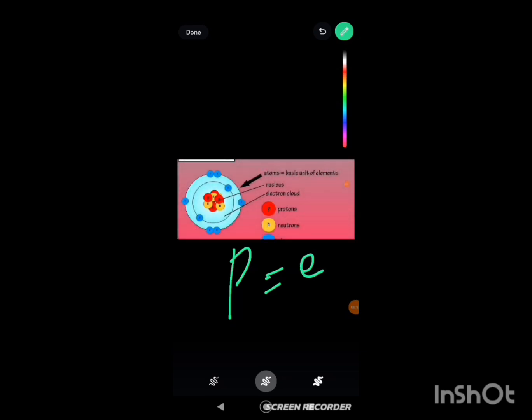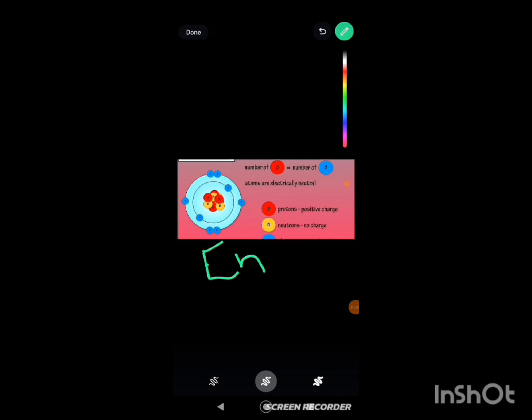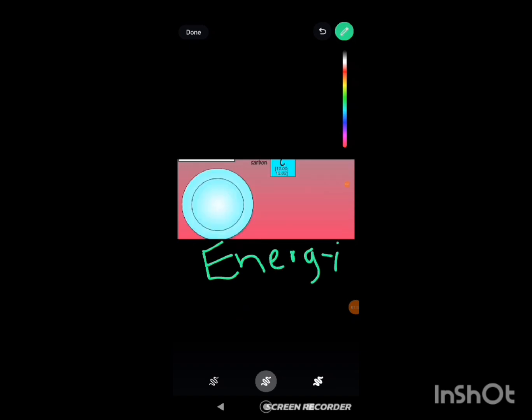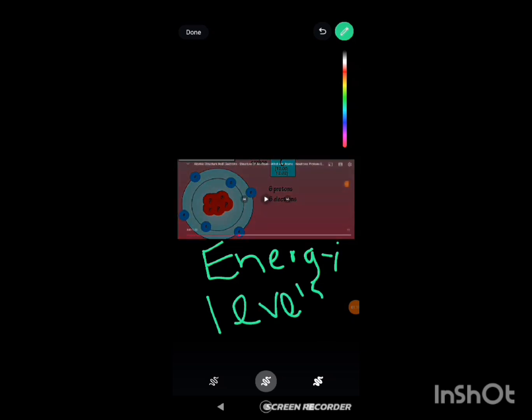In our lesson today, we wish to discuss the energy levels and electron arrangement. So we are doing our topic under energy levels and electron arrangement. By the end of this lesson, the learner should be able to distribute electrons in the energy levels of an atom.